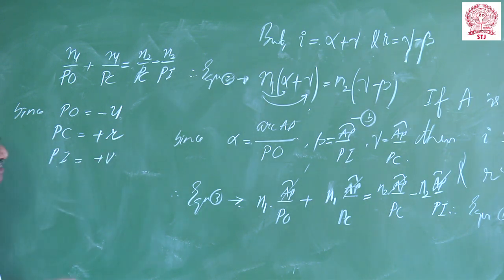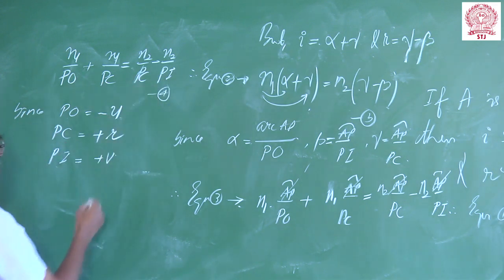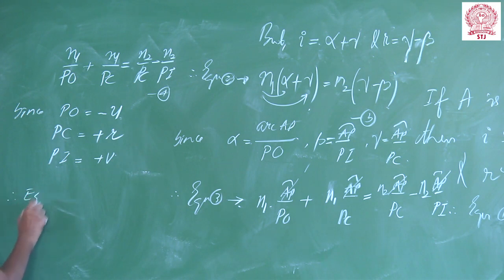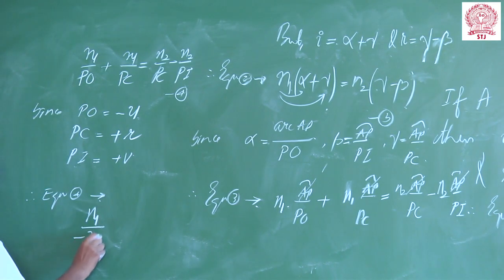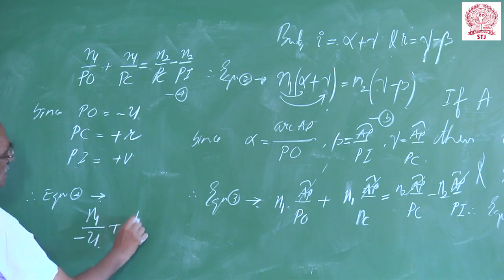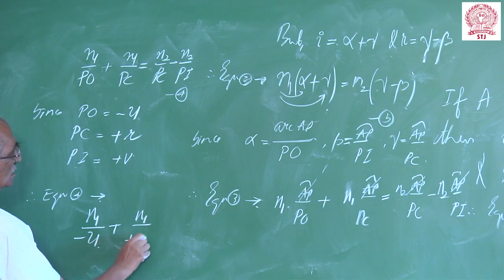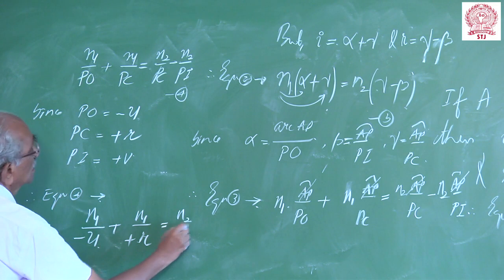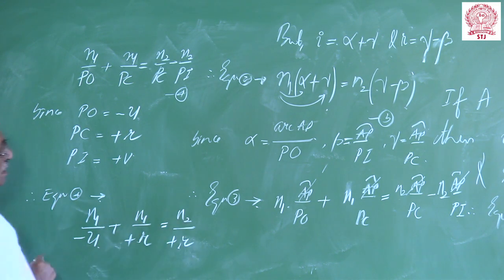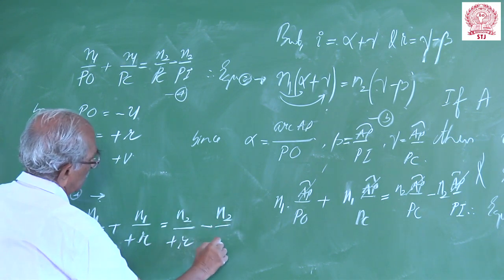Now this equation is the same as equation 3; if you want, you can call it equation 4. Therefore, equation 4 becomes N1 by minus U plus N1 by PC, we are measuring in the same direction, it is plus R, that is equal to N2 by plus R, and then minus N2 by plus V.